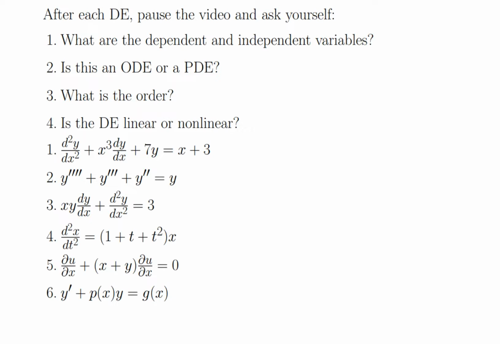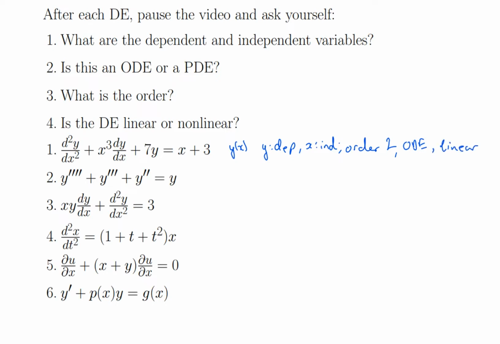Okay, so let's see how you went. So this first one, we've got d squared y dx squared. We've got x's and y's as the variables. So y is a function of x. So I'm looking for a function y of x. So y is the dependent variable and x is the independent variable. The order is 2 because I have second derivative of y. It's an ODE because I have ordinary derivatives, just one independent variable. And it is linear. If you look along, each term is a function of x times the derivative of y, or a function of x.